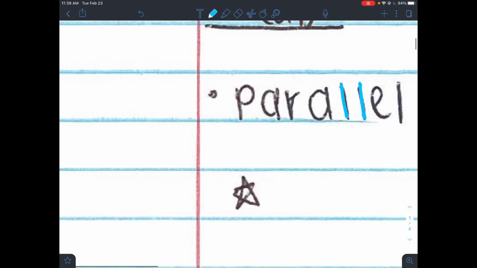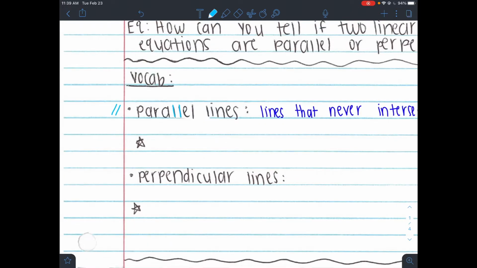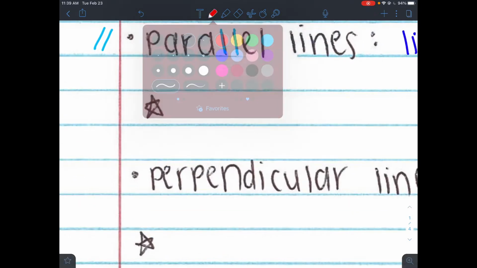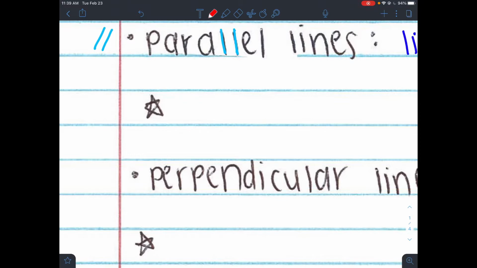The symbol for parallel lines looks like this. It's like a diagonal, and it's two diagonal lines next to each other. So that's the symbol for parallel. So those are two lines that never cross. Now, the only way for two lines to be parallel and never cross each other is if they have the same slopes.